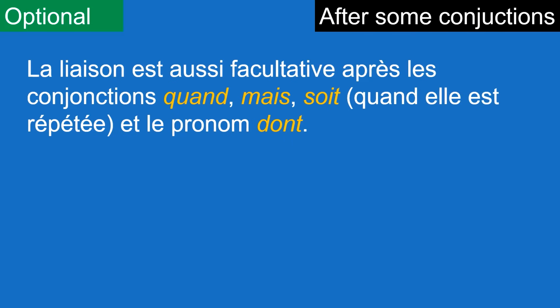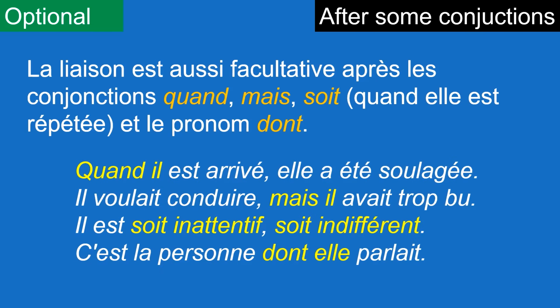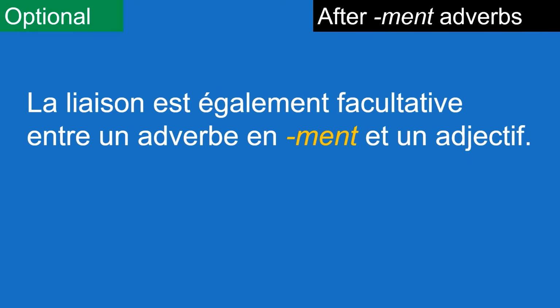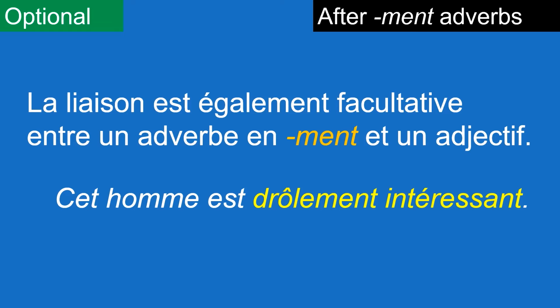You have the choice to do la liaison after quand, mais, soit when it is repeated, and dans. Quand il est arrivé, elle a été soulagée. Il voulait conduire, mais il avait trop bu. Il est soit inattentif, soit indifférent. C'est la personne dont elle parlait. I don't even know if I did la liaison or not. I just read the sentences. You also have the choice with adverbs ending with ment, M-E-N-T, and we discussed that earlier. Drôlement intéressant or drôlement intéressant.